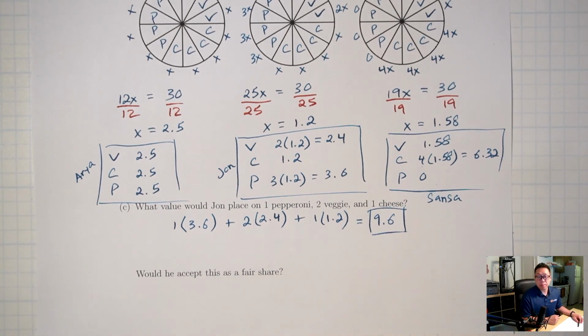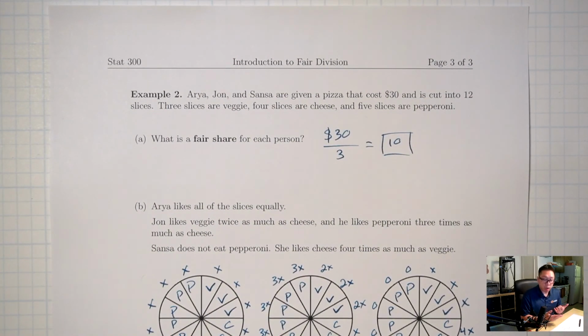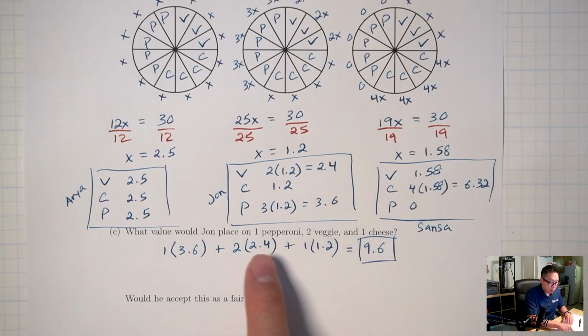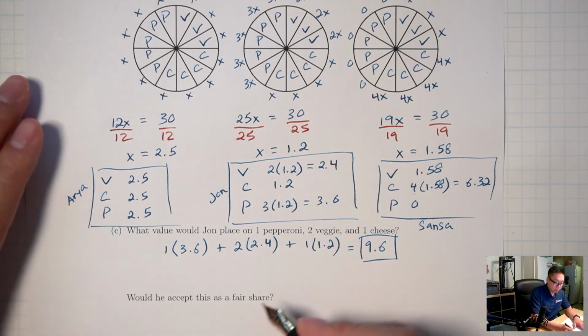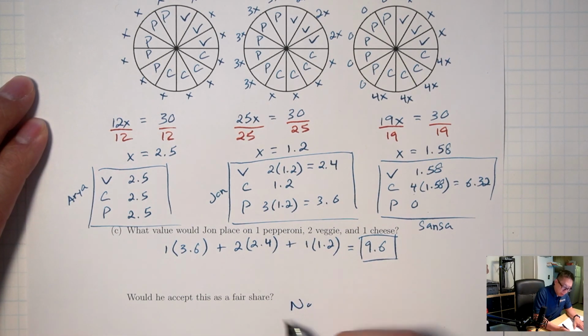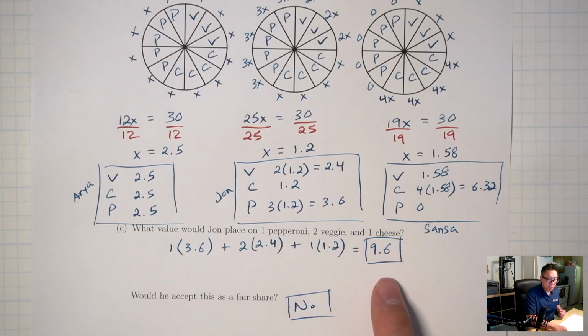Would he accept this? Go back to the fair share. So fair share, each person deserves $10 worth of pizza. If we gave him 1 pepperoni, 2 veggie, 1 cheese, he only got $9.6 worth of pizza. He's not going to be happy, right? So he deserves 10, but he only got 9.6. So he's not going to accept this as a fair share, because he deserves $10 worth of pizza, but he only got 9.6.